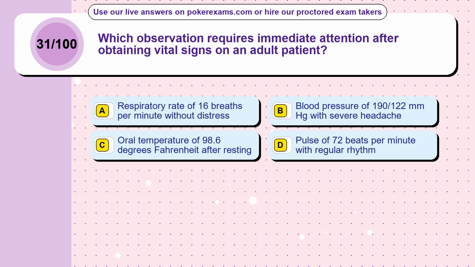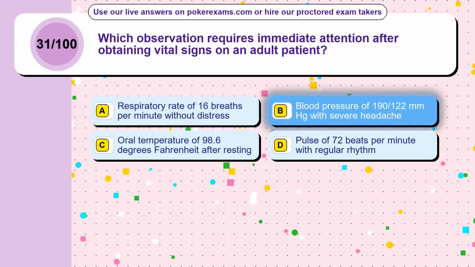Question 31. Which observation requires immediate attention after obtaining vital signs on an adult patient? Option A, respiratory rate of 16 breaths per minute without distress. Option B, blood pressure of 190/122 mmHg with severe headache. Option C, oral temperature of 98.6 degrees Fahrenheit after resting. Option D, pulse of 72 beats per minute with regular rhythm.